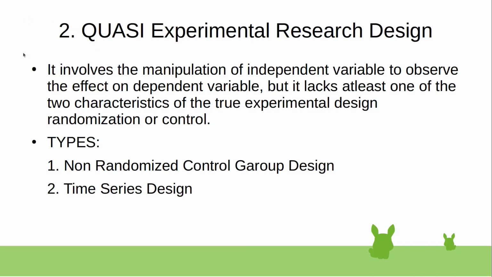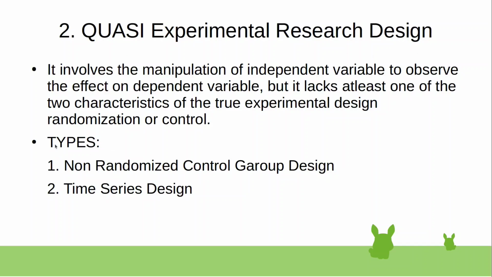Quasi-experimental research design involves the manipulation of the independent variable to observe the effect on the dependent variable. So in quasi-experimental design, what happens? It involves the manipulation of the independent variable to observe how it affects the dependent variable. But it lacks at least one of the two characteristics of the true experimental design, that is randomization and control. Manipulation is there, but randomization and control will not be there in quasi-experimental research design.